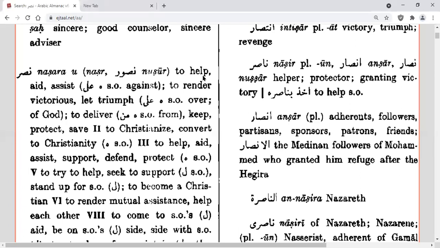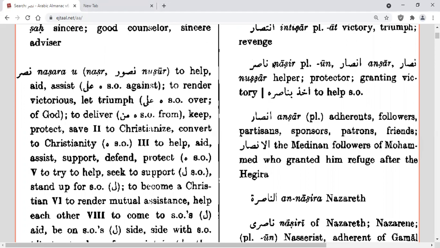So you can formulate the active participle. You can say a helper. Or you can also find the active participle directly in the dictionary. For example, you can see over here, nausir. Nausir means helper. When you see the active participle, sometimes you will see the other plural conjugations also. So at this time, we take the singular meaning, helper. Usually in the dictionary, it gives the singular male active participle.